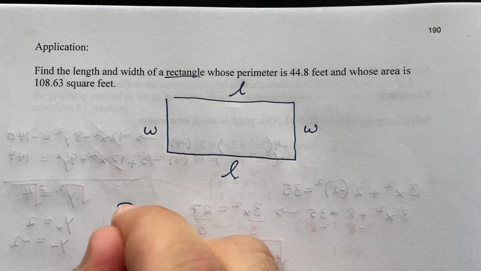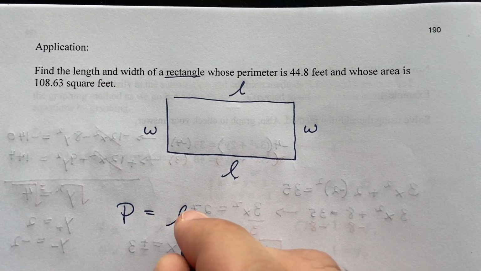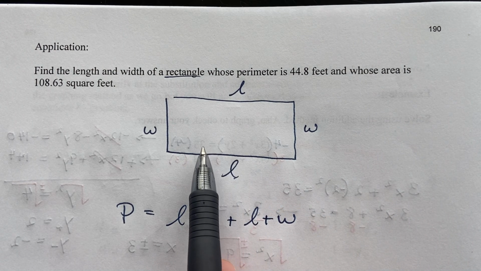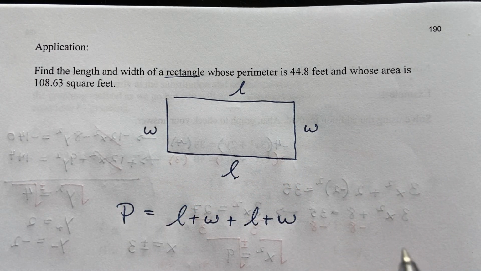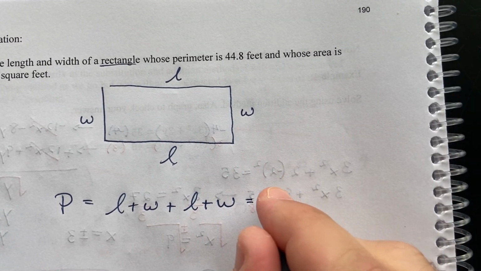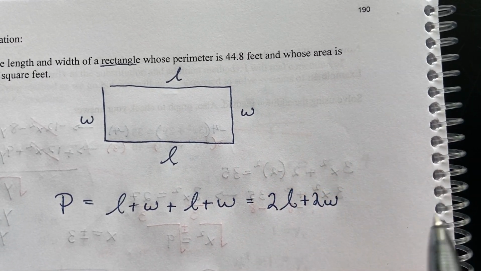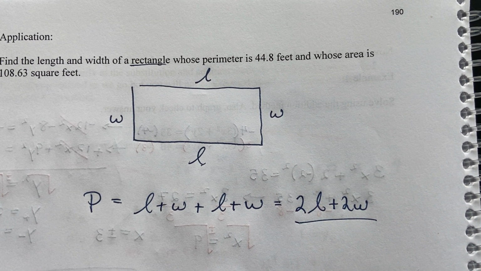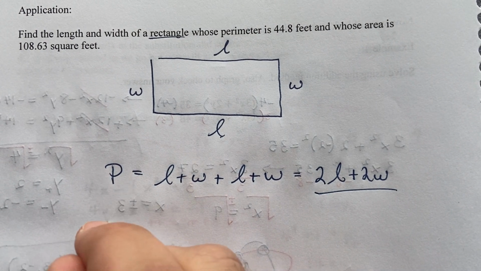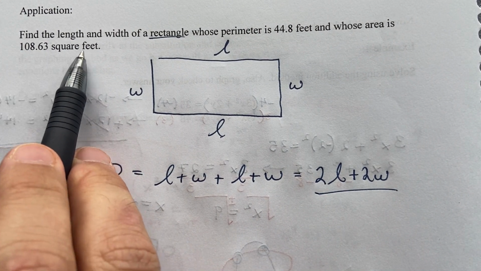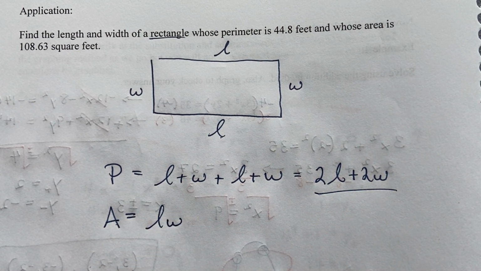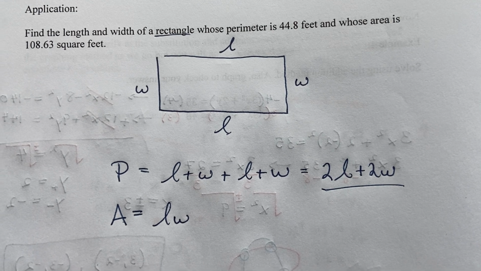And the perimeter of such a rectangle would be L plus W plus L plus W, right? Just adding up all the lengths going around. Combining like terms though, you can say 2L plus 2W. And that's the perimeter formula for a rectangle. The area formula, right? Something about area is mentioned, so we may need to know that. This would be length times width.